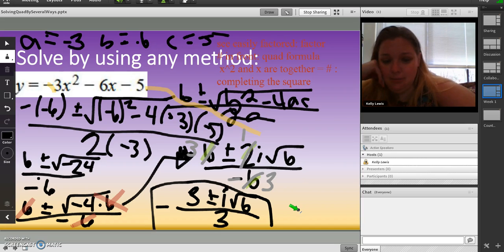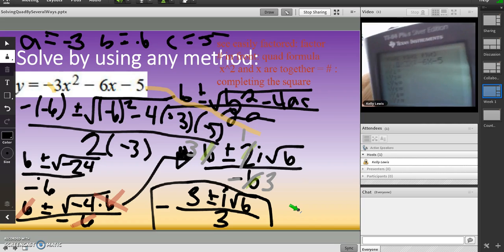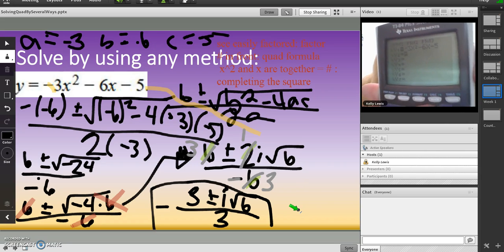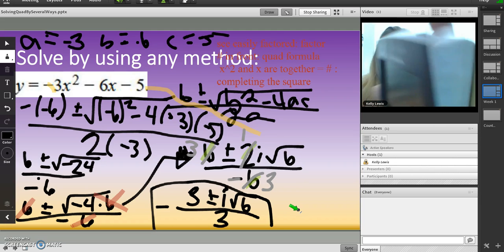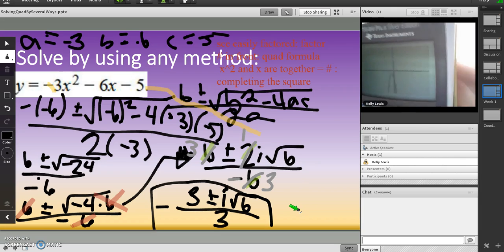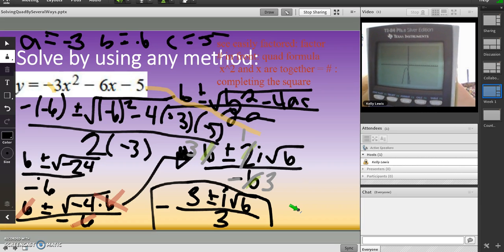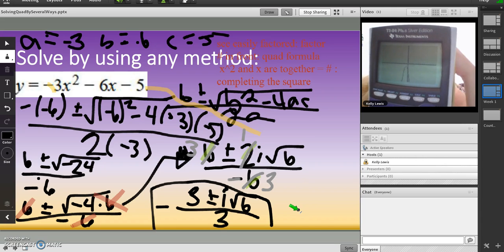That's a number. It's an imaginary number because of the i. Let me show you something on the calculator. I'm going to y equals and type negative 3x squared minus 6x minus 5. Whoopsies, not what I wanted. All right, graph. Look, you see it doesn't even cross the x-axis. That's how we know it's not a real number, it's an imaginary number, because it doesn't cross the x-axis.